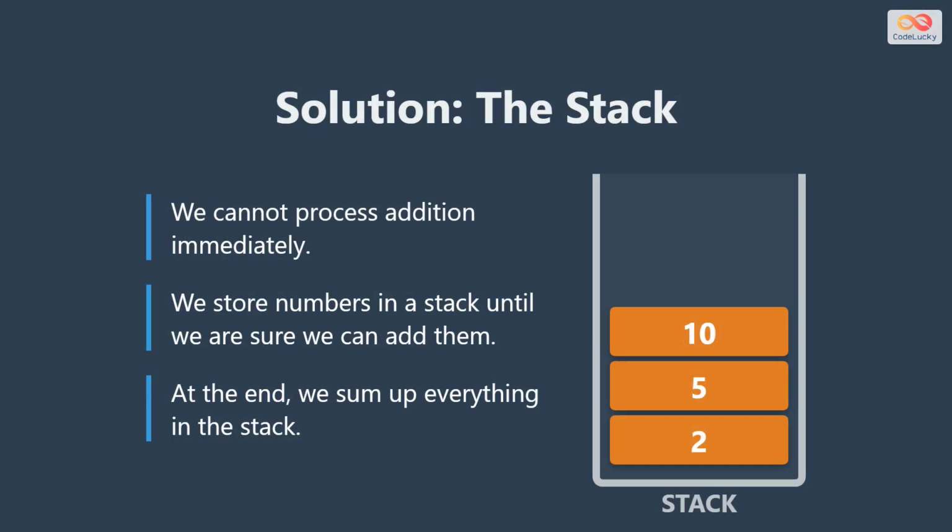To handle this precedence, we can use a stack data structure. The idea is simple. We iterate through the string, but we don't perform addition or subtraction immediately. Instead, we push numbers onto a stack. This allows us to wait and see if a higher precedence operator, like multiplication, is coming up next.